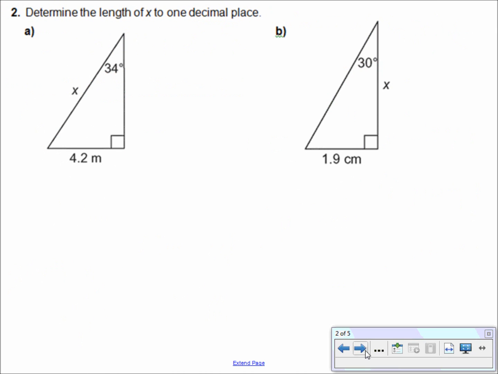Okay, next, determine the length of x to one decimal place. So now I'm actually going to use my trig ratios to calculate a side length, okay?